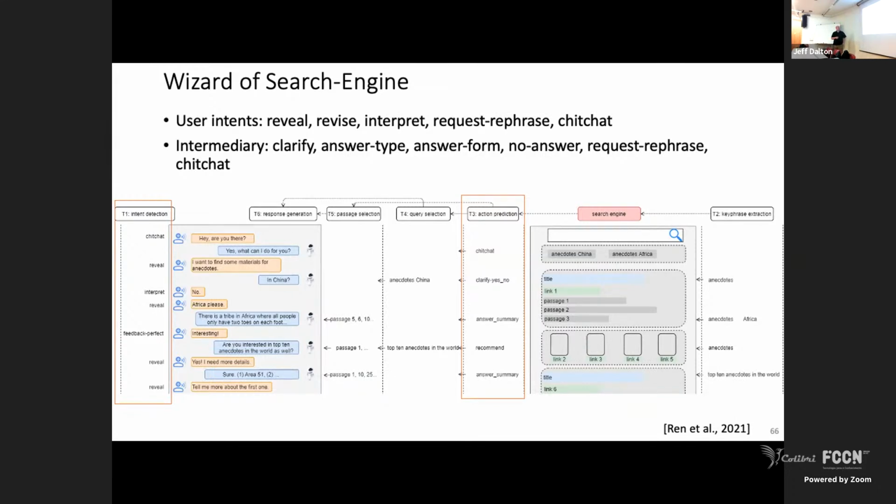So in this case, what I'm highlighting here is the fact that there are intents. There's chit chat. Hi, how are you? There's revealment.